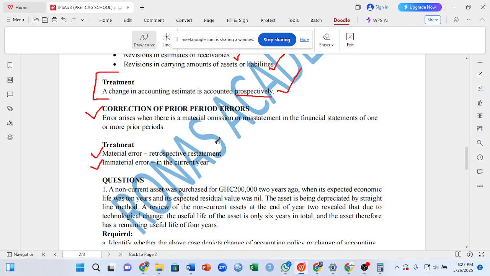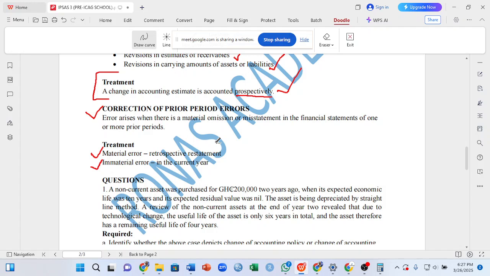That would be a little bit key. Some people may think it may be a policy because straight line is definitely a policy, but the standard has clearly identified that if you're moving from straight line to reducing balance or reducing balance to straight line, that one is clearly an estimate. And if you have anything, maybe a bad debt provision, these are basically a change in accounting estimate. Did I attempt your question?